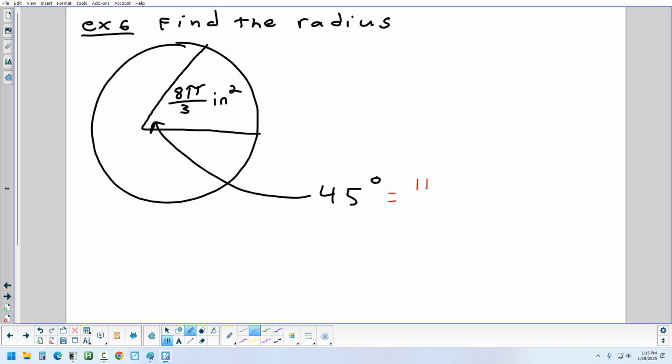I'm just going to tell you what it is. If you multiply by pi and divide by 180, you will get pi over 4. Now, how do you know whether to use the first or the second formula? When they don't give you the area. What did they give me here? The area. How do we know that 8 pi over 3 is area? Because it's inches squared. So use the formula for area.